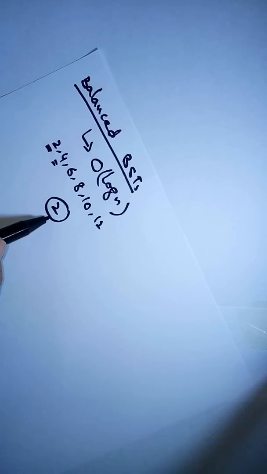For example, suppose I have the key values 2, 4, 6, 8, 10, 12, and I need to build a BST of these key values. How can we insert these elements? We will start with the first key value, 2. The tree is empty, so we insert 2 as the root node. Then 4: we compare it with the root. 4 is greater than 2, so it will go to the right of 2.